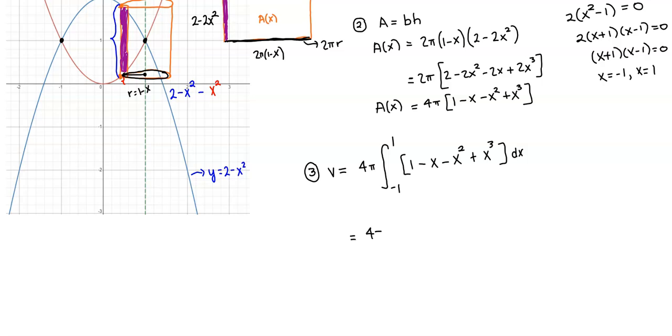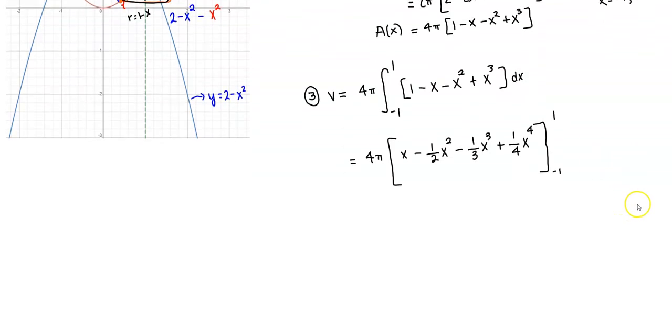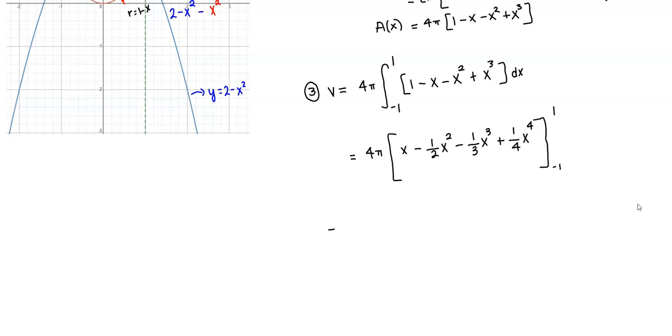So we have 4 pi. The antiderivative of 1 is going to give us x, minus the antiderivative of x, which is 1/2 x squared, minus the antiderivative of x squared, which is 1/3 x cubed, and then the antiderivative of x cubed is plus 1/4 x to the 4th. And then we're going to evaluate that from negative 1 to 1. So now let's go ahead and plug in and evaluate.